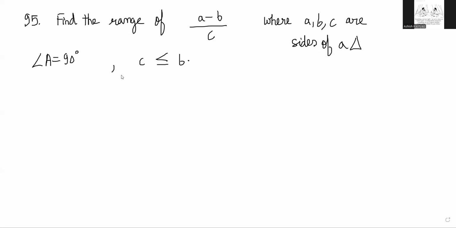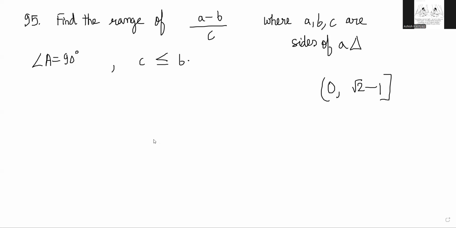1 second, just hold on. 0 to √2 - 1. So the range, the answer is this. Okay, that is right. So 1 second, I will just tell anyone else who has not done it, we can discuss it quickly.